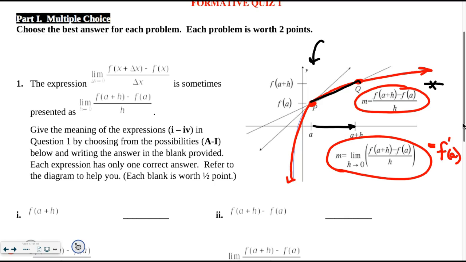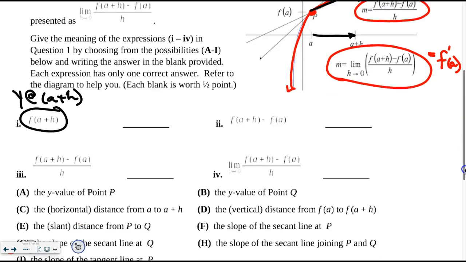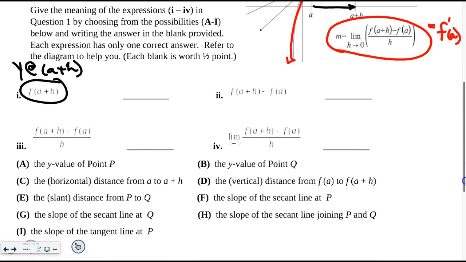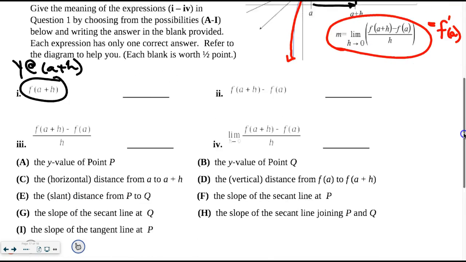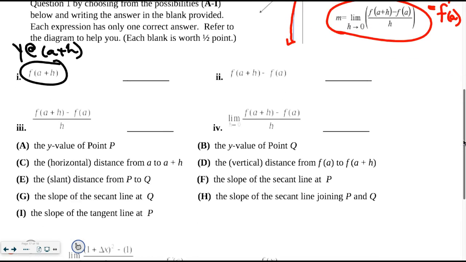So let's go over here. What is this? F of is a y value. So I like to think the y value at a plus h. So Alex, what did you choose for letter 1? I. Let's go take a look at the choices. I can't even see them. What is that? It's the y value at a plus h. So it's the y value at which point? Q. You should have chosen the y value at point Q. Where is that? B. Is that what you had?